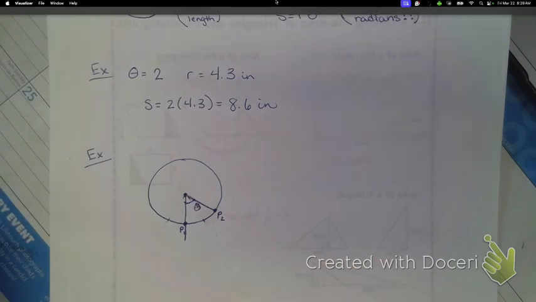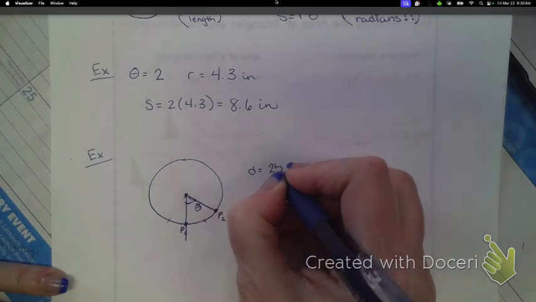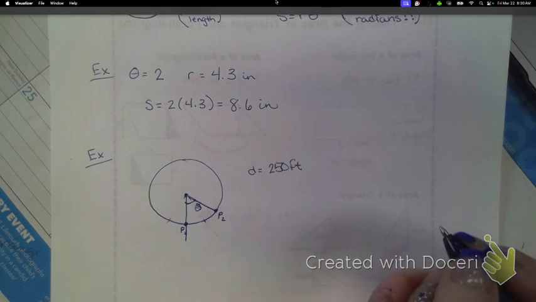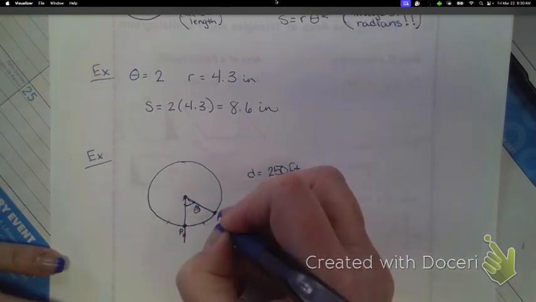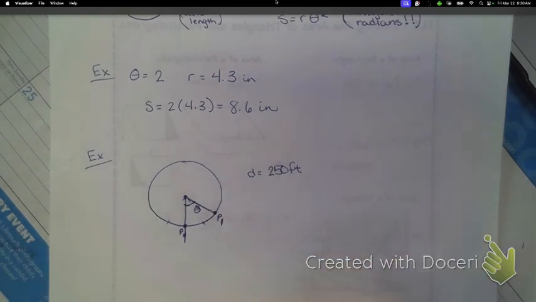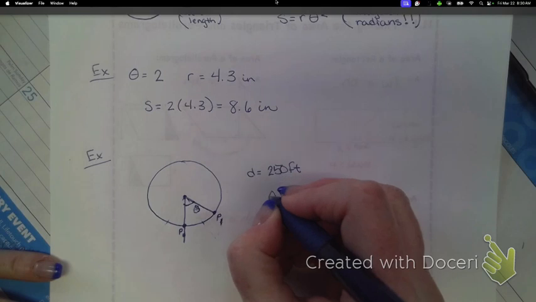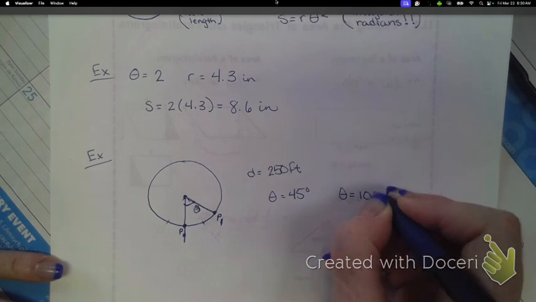Okay, so we have a model of George Ferris's Ferris wheel. Recall that the diameter of the wheel is 250 feet. So D equals 250 feet. Theta is the central angle formed by the rider that travels from the initial position. They call this P sub 0 and this P sub 1. Find the distance traveled if theta is 45 degrees and if theta is 105 degrees.